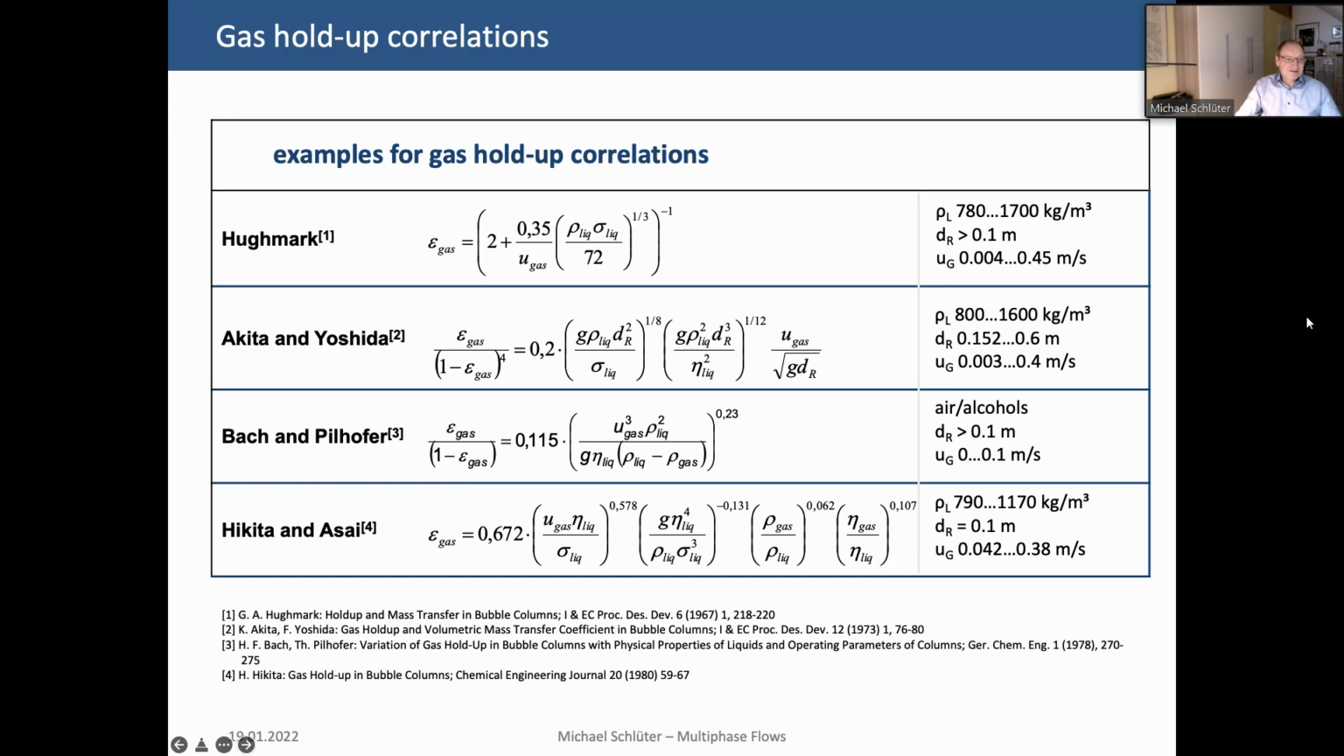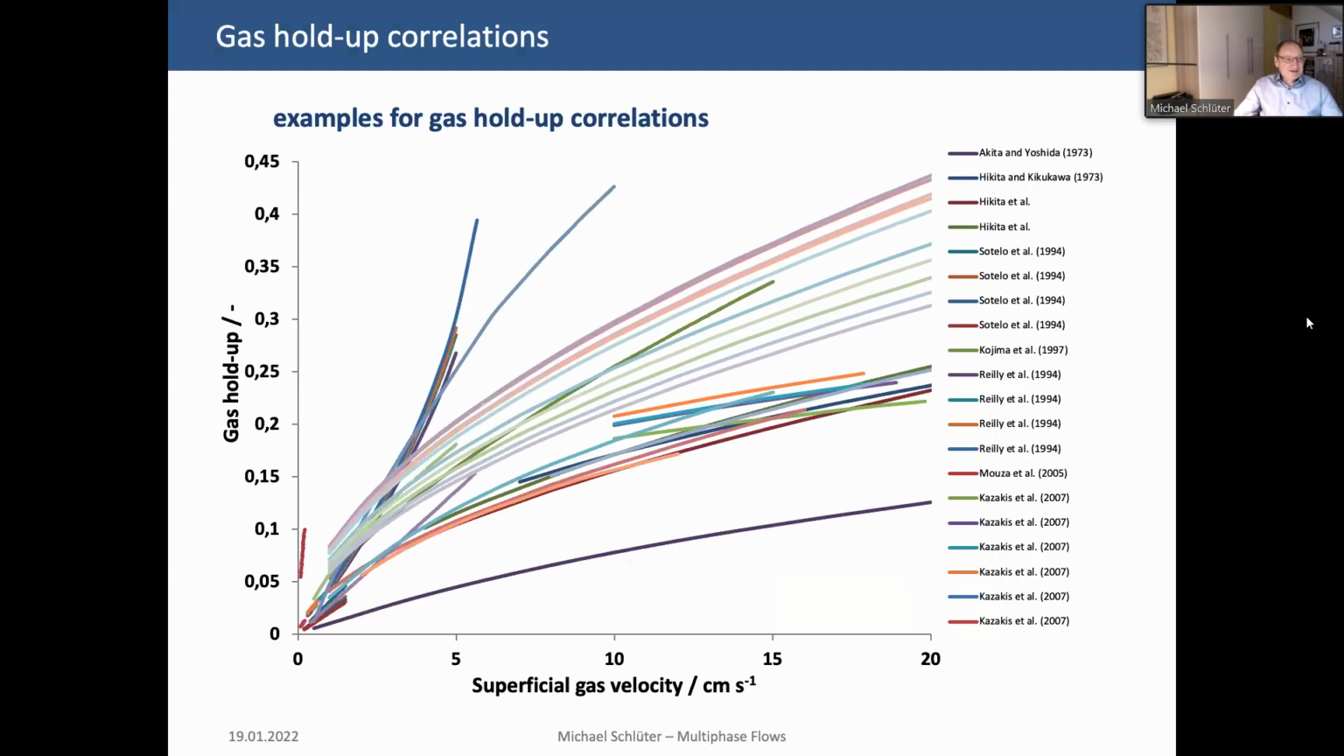Or the other way around, this has been derived for air alcohol solutions. And in air alcohol solutions you usually have very small bubbles. And if you have very small bubbles in your system as well, because you use surfactants, for example, then this might be applicable. But for other systems, it might be quite critical. So this is how you should look at these equations.